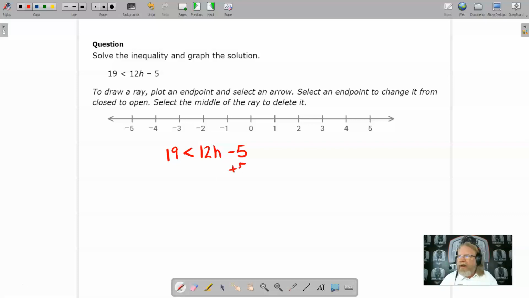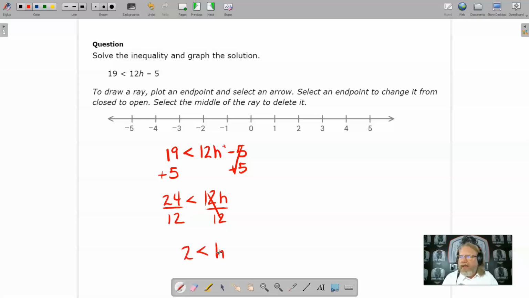So let's go ahead and add 5 to get rid of the negative 5, because remember, negative 5 is the same as plus a negative 5, so we need a positive 5, so those cancel each other out. Let's not forget what we do to one side, we do to the other. Our sign's going to stay the same, and those 5's cancel each other, leaving me with 12h on the right, and 19 plus 5 is 24. Now let's go ahead and divide both sides by 12. We're doing that because 12 is the number we want to get rid of. And the 12's cancel each other, leaving me with h. Bring my sign down. 24 divided by 12 is 2.